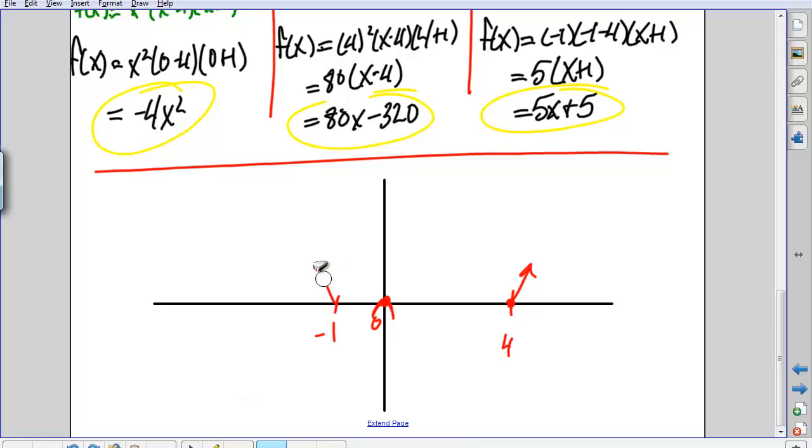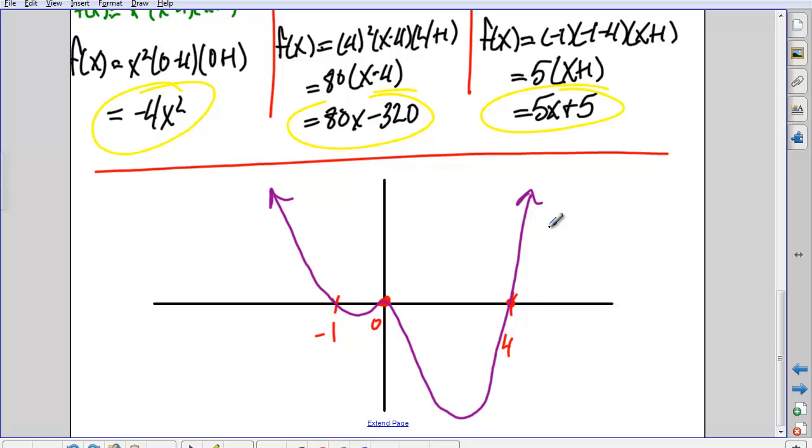So let's see if I can get this to be pretty close. This is really steep. It's going to be something like that. And there it is. That's the last example from this chapter.